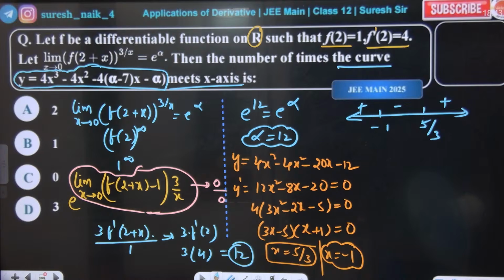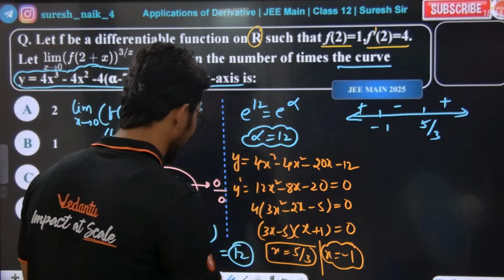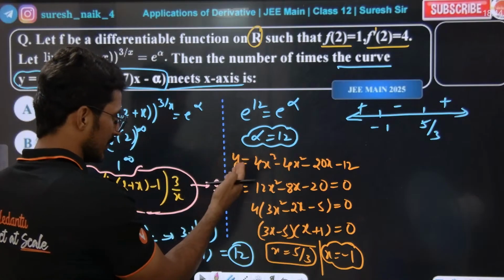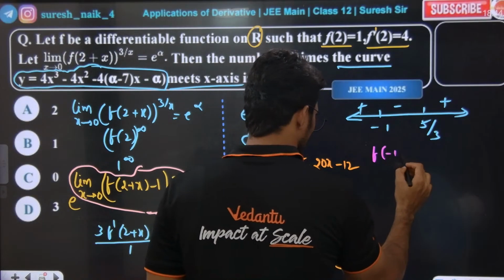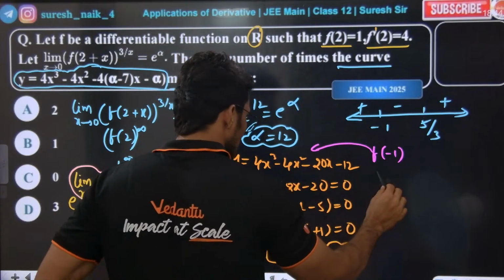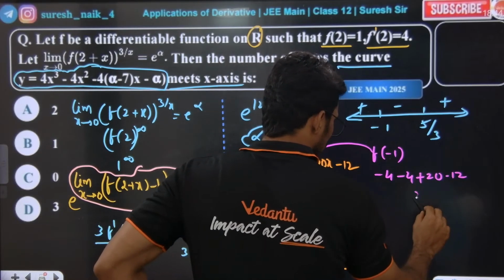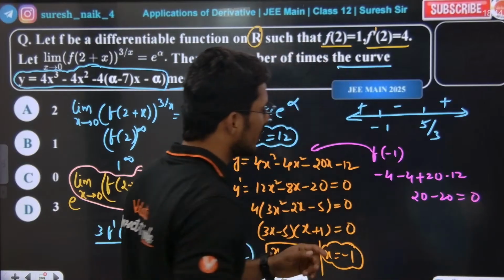Let me understand one point here. Minus 1, 5 by 3. Guys, what is f(-1)? If you observe properly, putting minus 1 we get minus 4 plus 20 minus 12... so 20 minus 20 is equal to 0. Guys, f(-1) is 0.